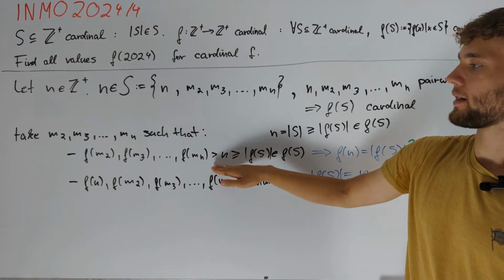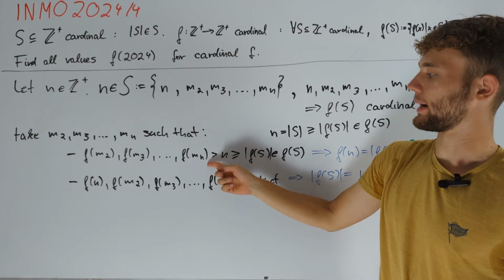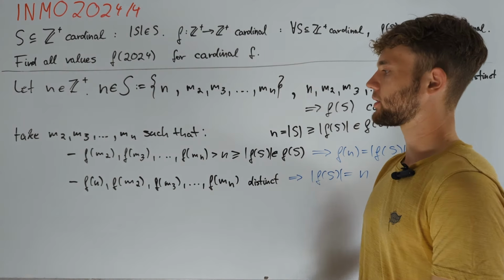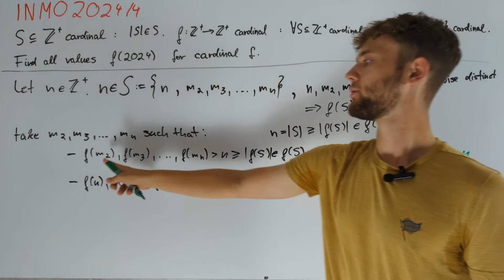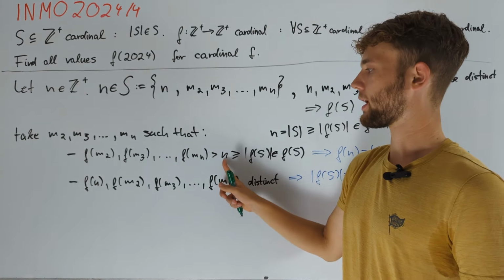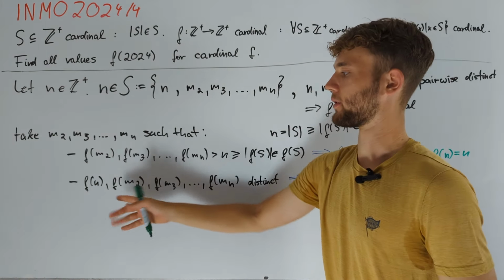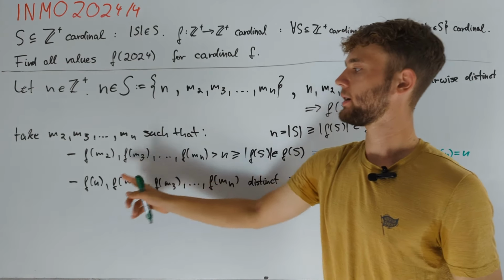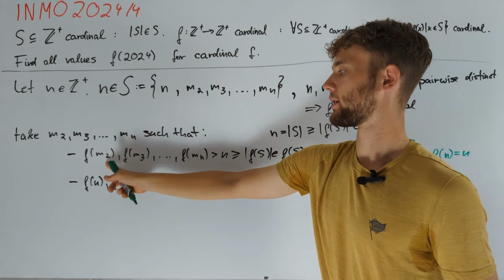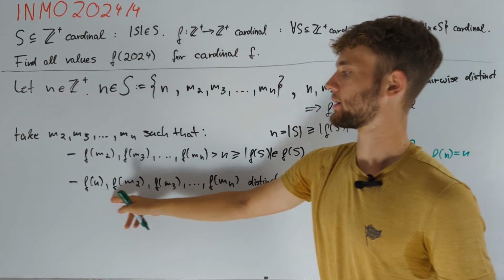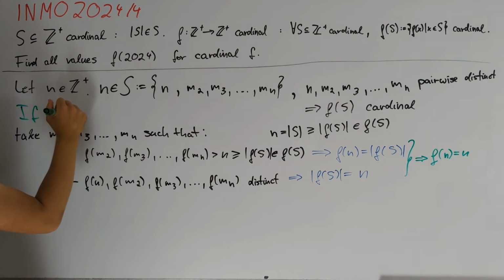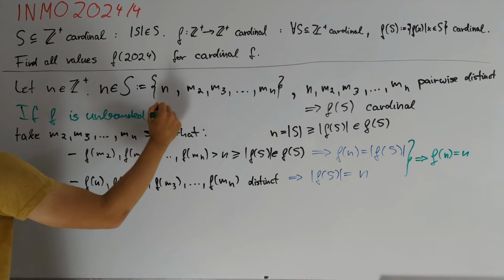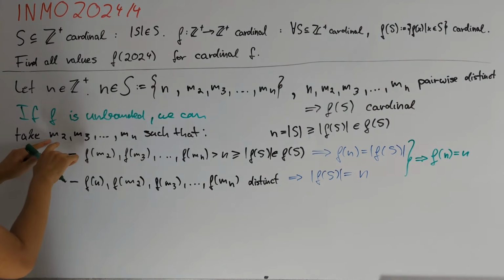Taking a look at these conditions, we see one thing, namely that f shouldn't be bounded, because here we have a condition that tells us that f(m2) up to f(mn) are all quite large. On the other hand, if f is unbounded, we can indeed choose m2 up to mn in this way. Namely, we choose m2 at first such that f(m2) is greater than n and also greater than f(n) and therefore distinct to it. Then we can choose m3 such that f(m3) is even greater than f(m2) and therefore also distinct to these two numbers. If f is unbounded, we can indeed continue in this way, and therefore we can take m2 up to mn such that these properties are satisfied.